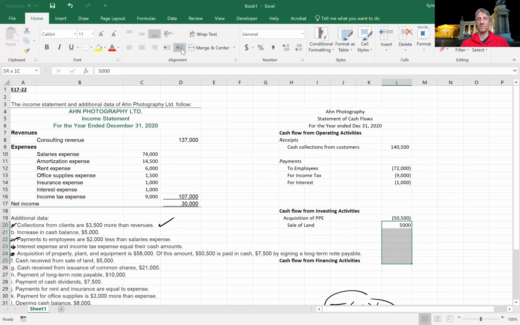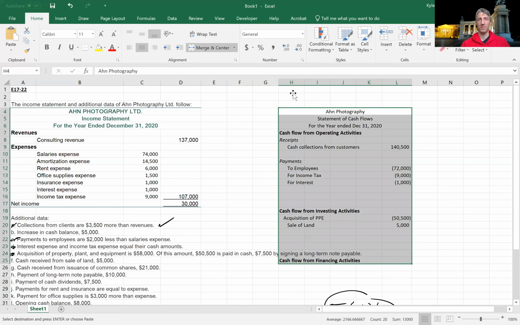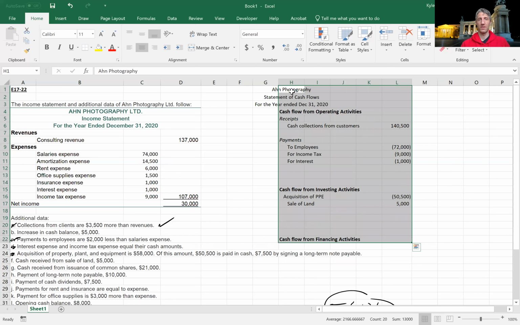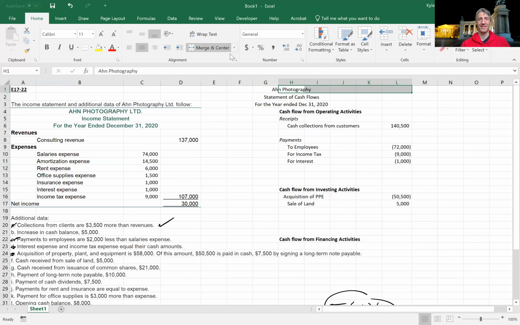I'm just going to format these cells a little bit better and shift this up. Sorry about that. Just going to unmerge some of my cells. Okay, it's a little bit better.